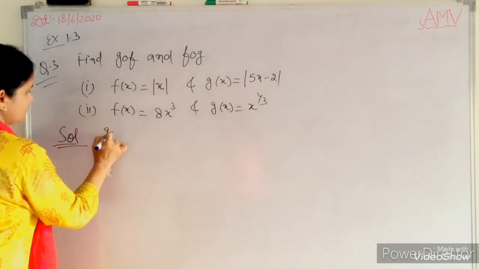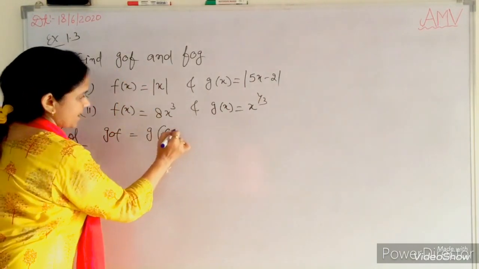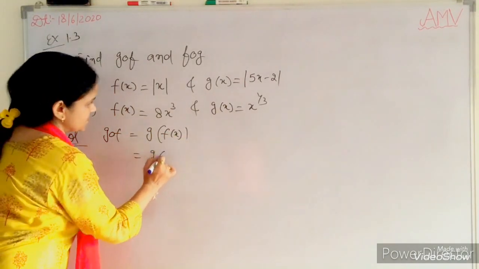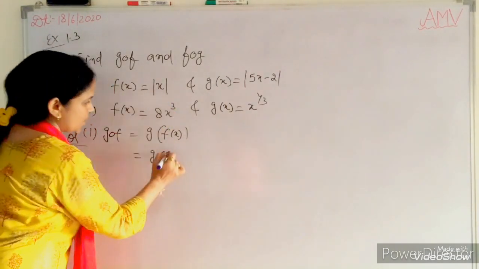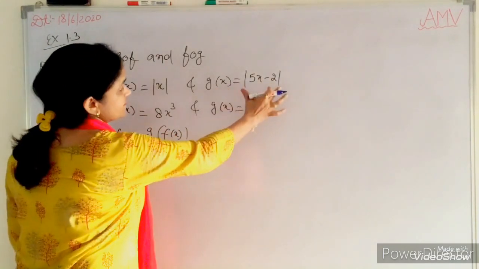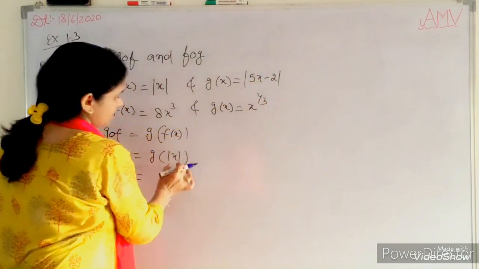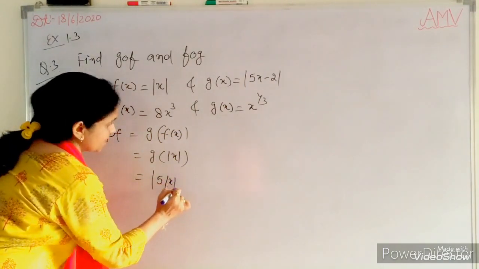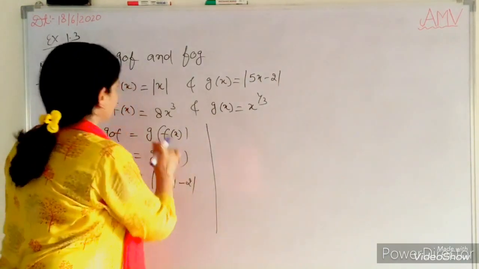For gof first, okay student, write g(f(x)), taking f(x) in brackets in place of the circle. You will get g of f(x). What is f(x)? First part, it's mod of x, student. Now go for g. Here g(x) is given as mod of 5x minus 2. So in place of x we have to write mod of x. It is mod of 5 mod x minus 2.